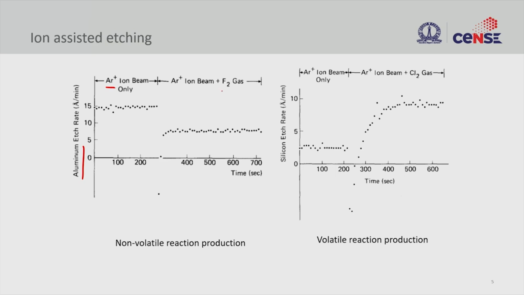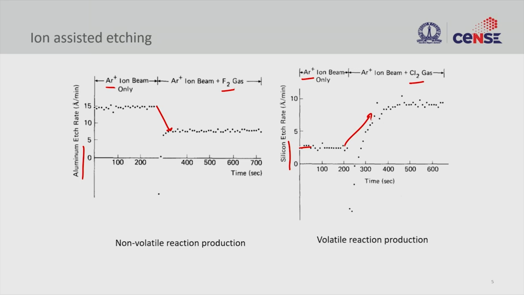The moment you pass fluorine, the etch rate actually goes down, right? So you are reducing the etch rate, though fluorine is known to be a radical. But on the other hand, you take silicon and start with argon. Argon gives you a very abysmally low etch rate of 2 or 3 angstrom per minute, but then I bring in chlorine. When you bring in chlorine, the etch rate increases.